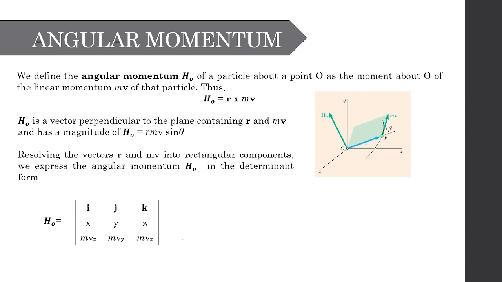So, angular momentum. We define the angular momentum H_O of the particle about a point O as the moment about O of the linear momentum mv of that particle. Thus H_O, the angular momentum, is just equal to r times m times v. So H_O is a vector perpendicular to the plane containing r and mv, and has a magnitude of H_O equals r times mass times velocity times sine theta.